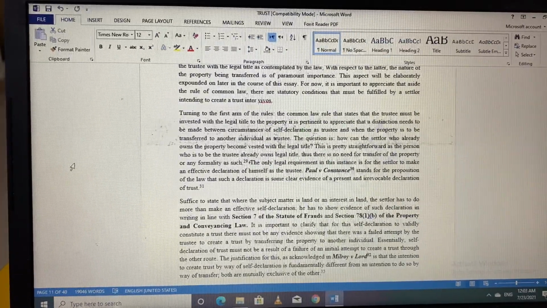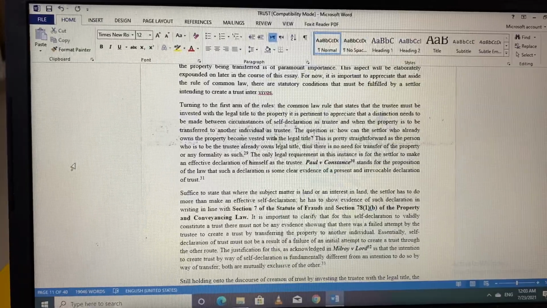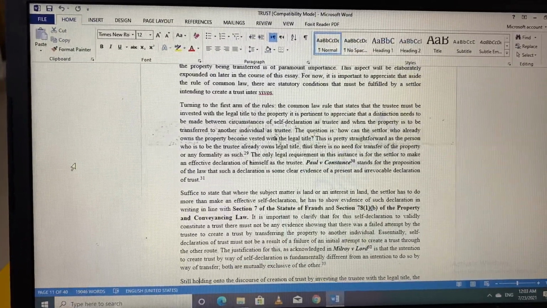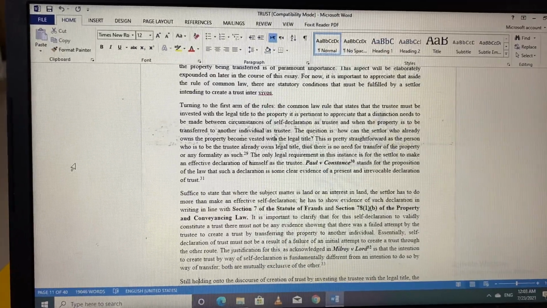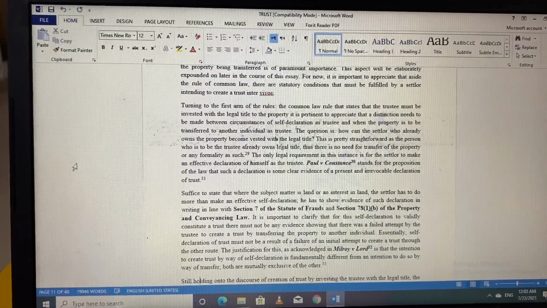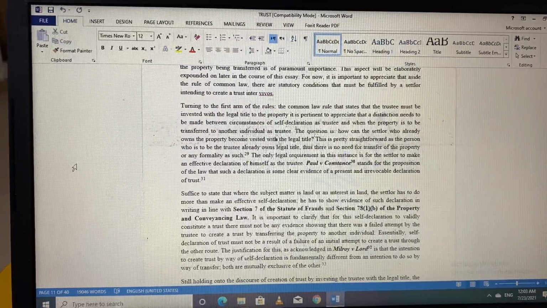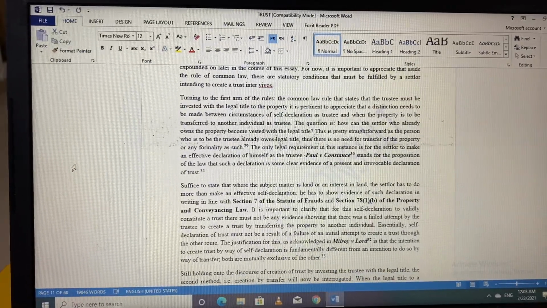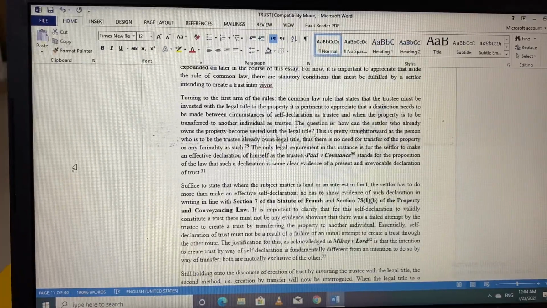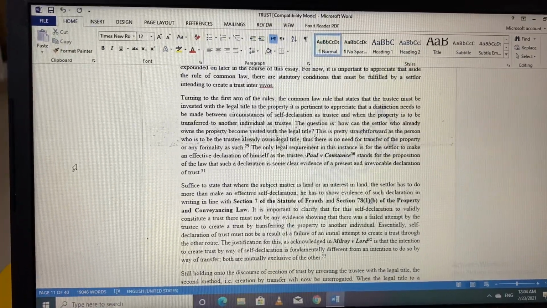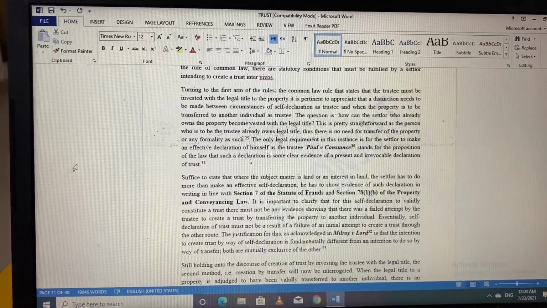This means he has to show evidence of such declaration in writing. It's not just about the fact that, okay, I declared myself, because there could be oral declaration. But if it involves land, you don't just adopt any method to declare yourself. The law says you must show it in writing. And this is in line with Section 7 of the Statute of Frauds and Section 78(1)(b) of the Property and Conveyancing Law.